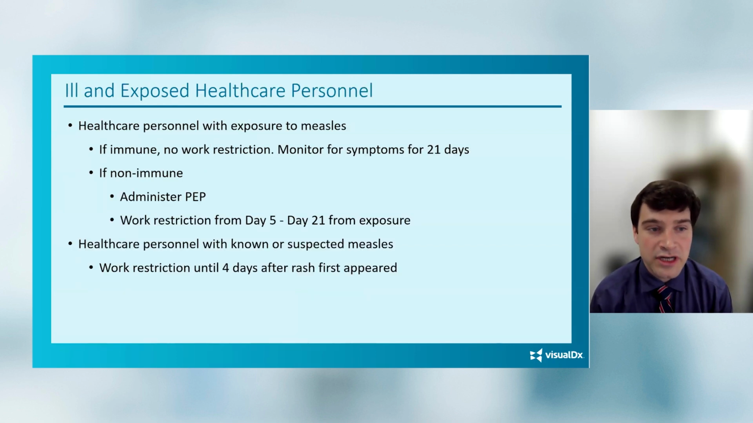If healthcare personnel are exposed to measles, if you are immune, there is no work restriction recommended. You should just monitor for symptoms for 21 days. If you're not immune, first, you should be identified to be administered post-exposure prophylaxis, but then under the guidance of local health authorities, you will be recommended to have a work restriction from day 5 to 21 after an exposure, which is obviously not convenient for individuals or healthcare systems.